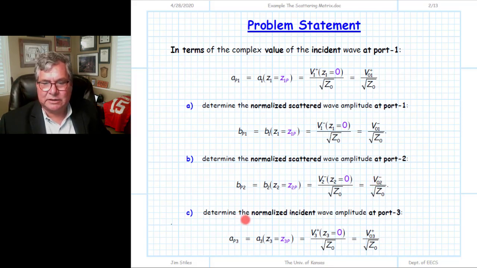And finally, determine the incident wave at port 3. So this is another A wave, the wave propagating toward the device, specifically in this case toward port 3. We evaluate that wave at the port plane for port 3, and if we do so, we would find that value would be equal to this, V03 plus. So this is again a plus wave since it's propagating toward the port, incident on the port. So we want to find out specifically these 3 values in terms of this one.